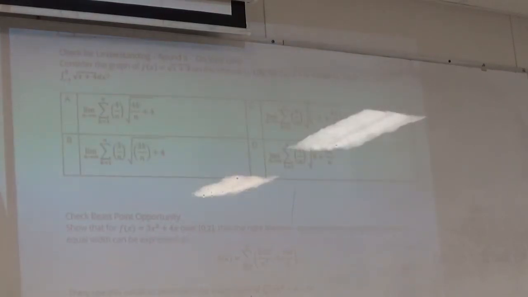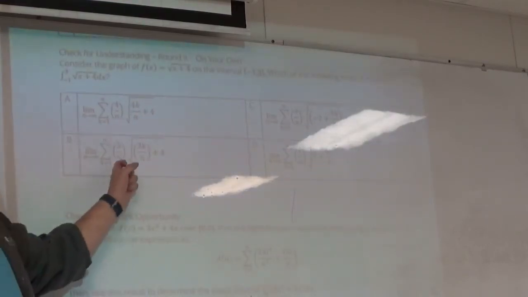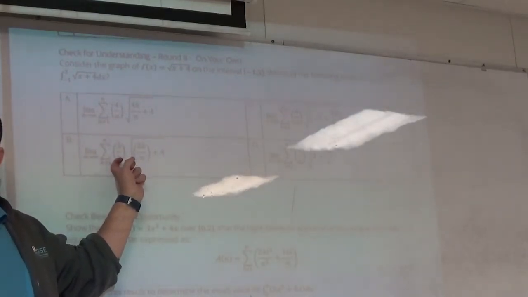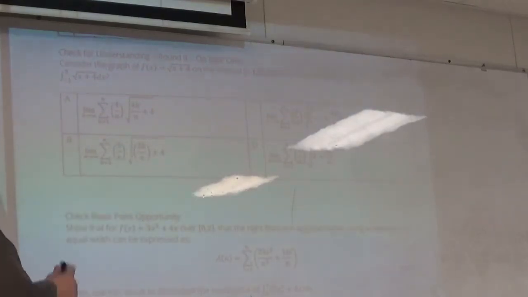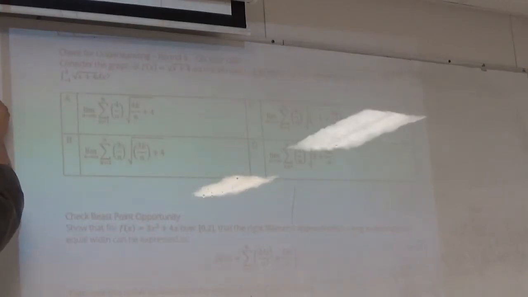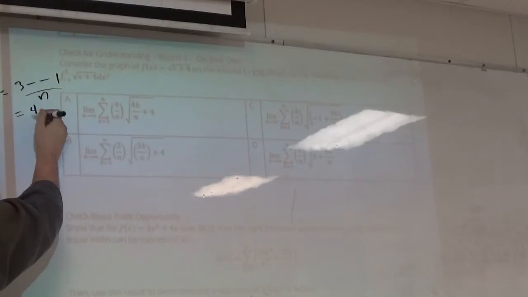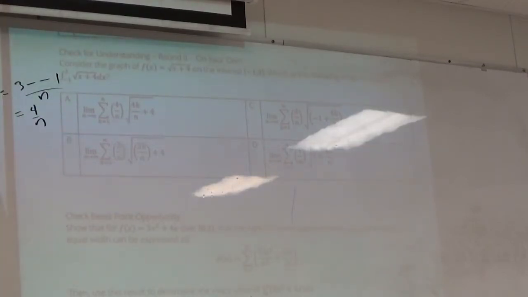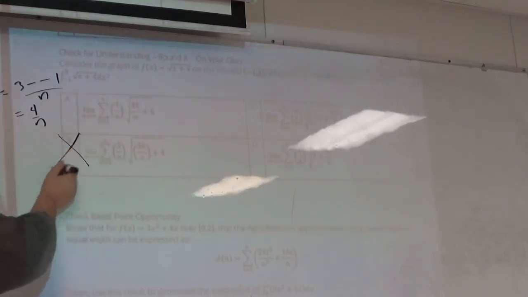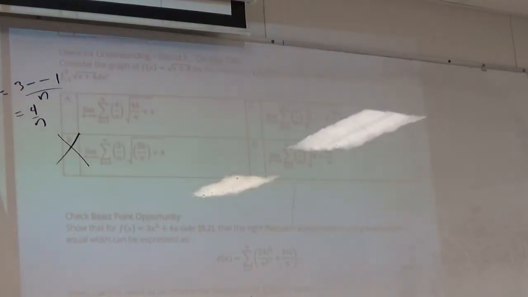Sheila. B, because it has 3 over n plus 4 over n. But what's the meaning of the 3 over n? What's it supposed to be? Width. This is the width. And what is the width? 4 over n. The width is b minus a over n, 4 over n. So whatever you got going on, there better be a 4 over n in front. Don't pick b. Good, you're frozen for a little bit. Anybody else see anything else that has to go?